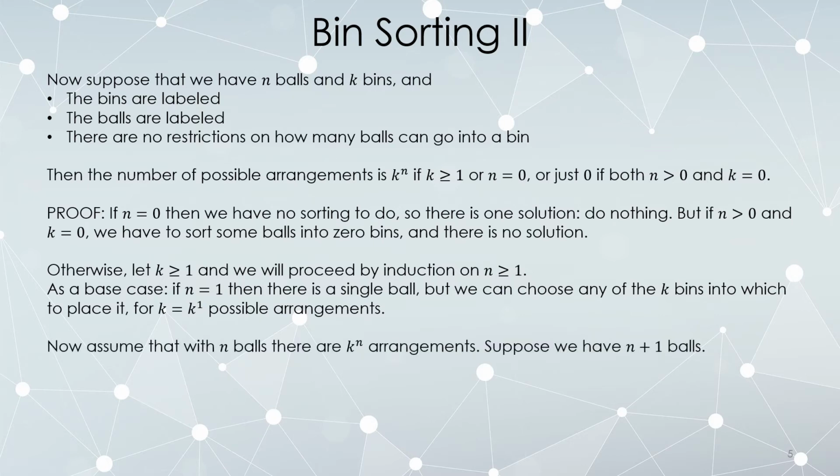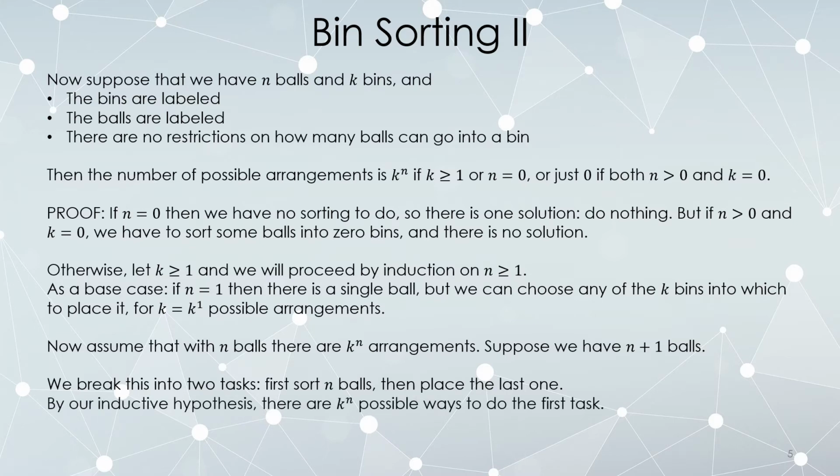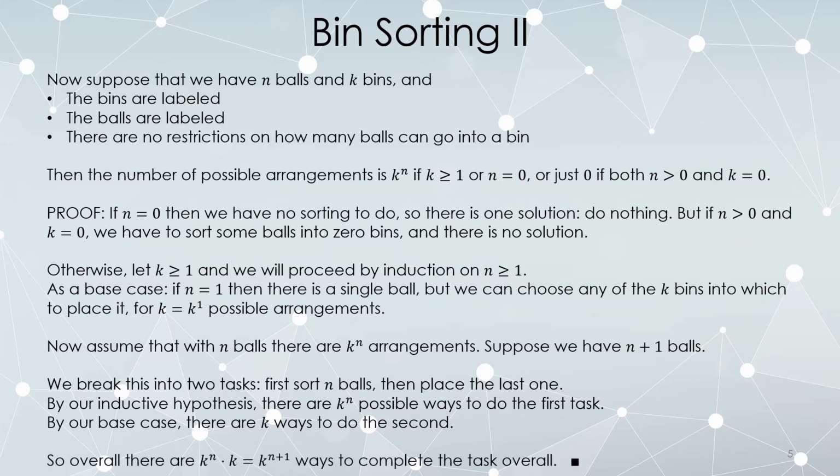Now let's assume, inductively, that our formula holds. If you have n balls into k bins, there are k to the n arrangements. Now let's suppose we have one extra. So we're going to break this into two tasks. Your first task is to sort the first n balls, and your second task is to place the last one. The inductive hypothesis states that there are k to the n possible ways to do the first task, and the base case says if you have a single ball, there are k ways to do the second.